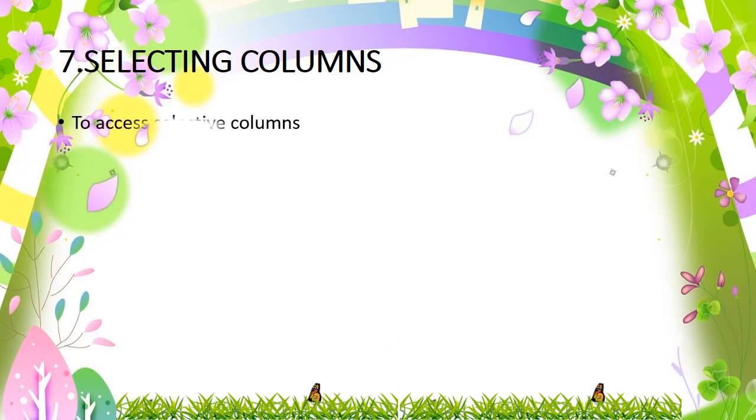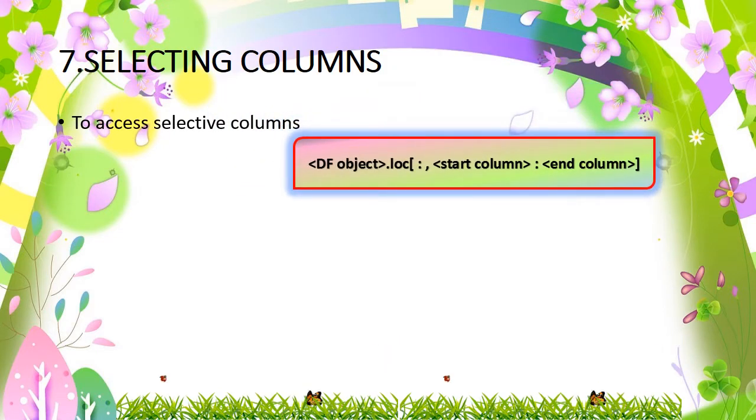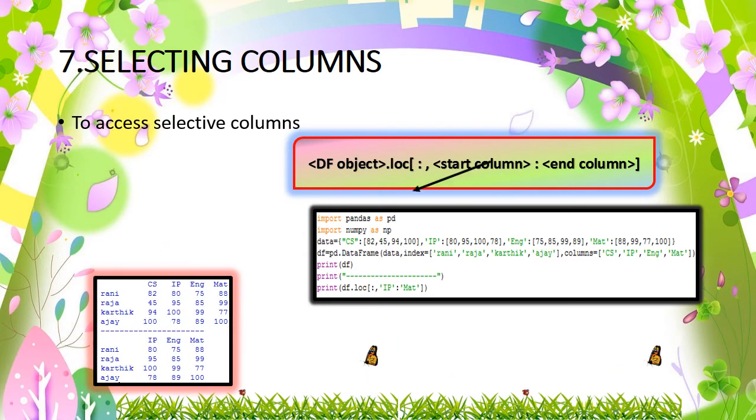To select more than one column, you can use object dot loc colon comma start column colon end column. So the data frame is printed, and here I accessed IP column to max column.